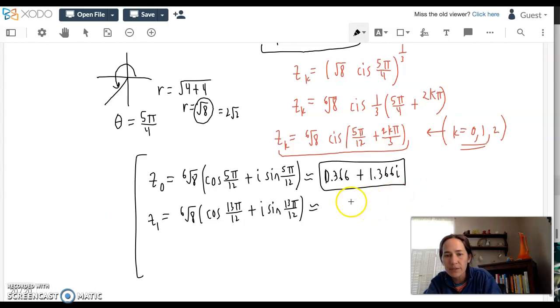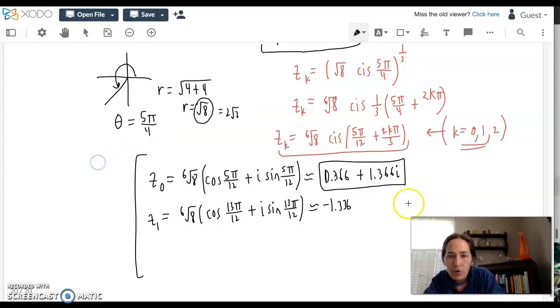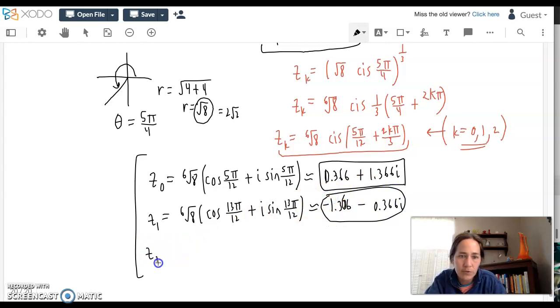This one came out to be negative 1.366, and actually I mixed that up in the first answer, didn't I? It's 0.366. Sorry, doubting myself here. Negative 1.366, and this one was minus, I apologize for the handwriting, 0.366i, like that. And one last root to find, z sub 2. You would just get this in a very similar fashion on the calculator. I'll write it in shorthand.